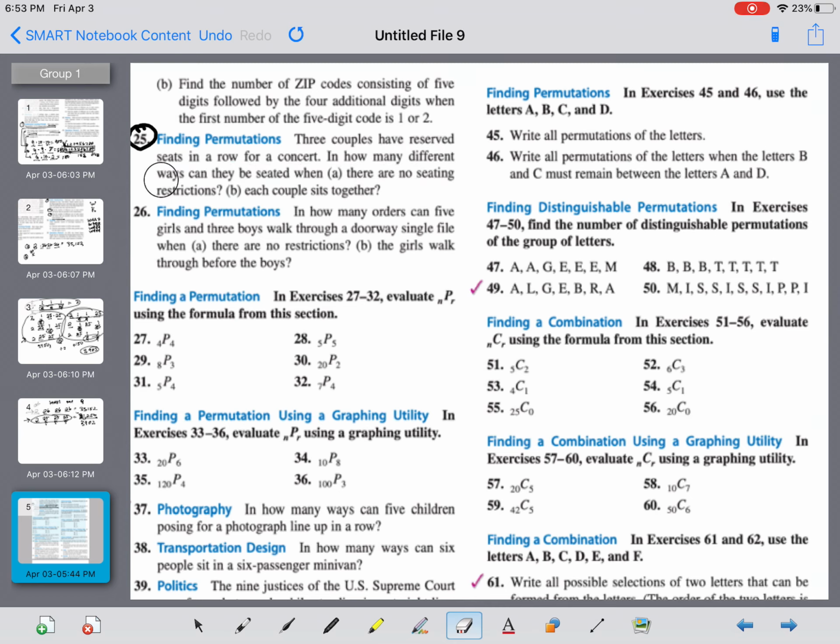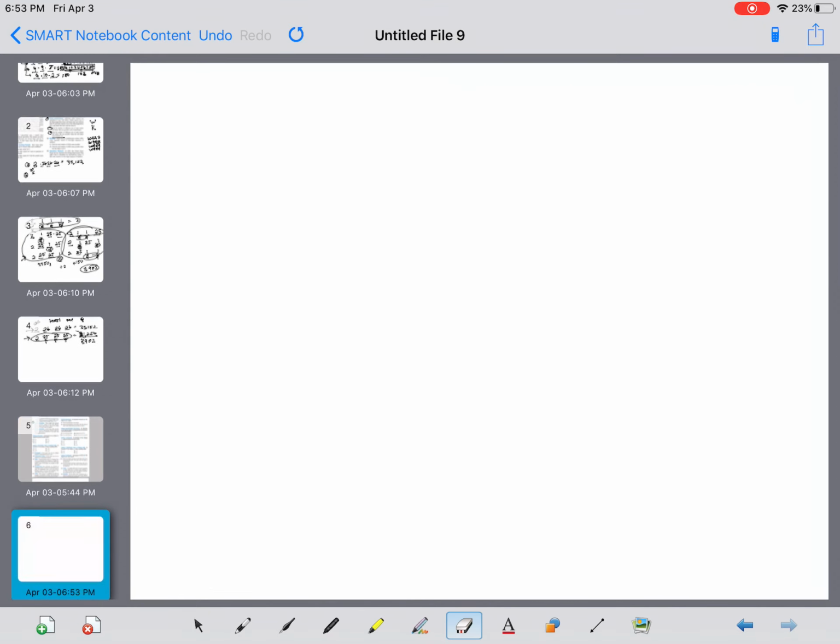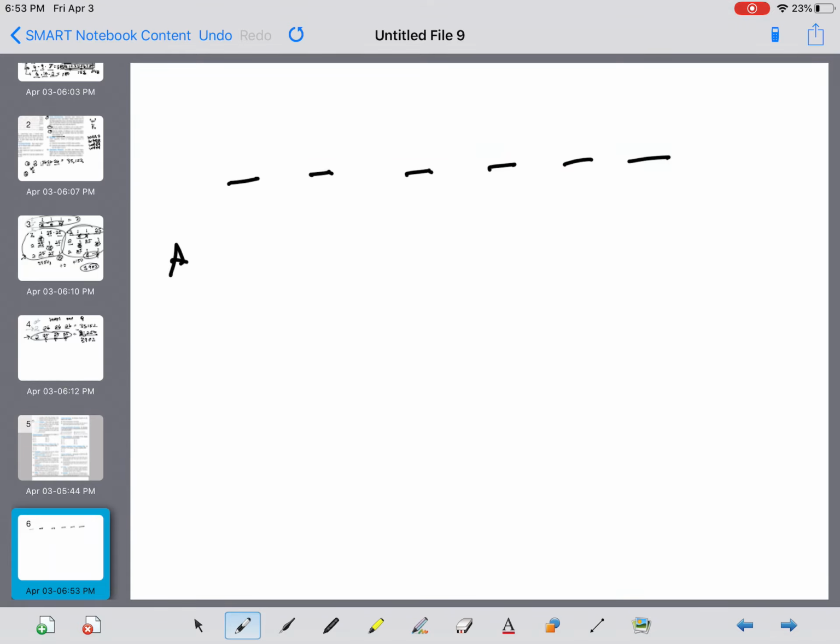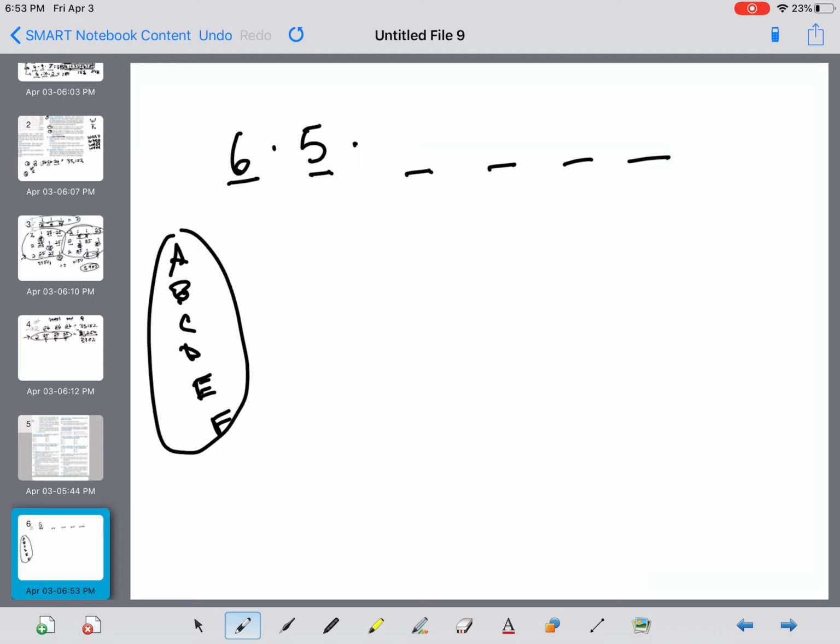So there's no seating restrictions. Let's say there's 6 people going, and you get to the venue and you've got 6 seats in the same row. Let's say these are the people A, B, C, D, E, F. Any of these 6 people, if you don't care how you sit, could sit down. And then 5, 4, 3, 2, 1.